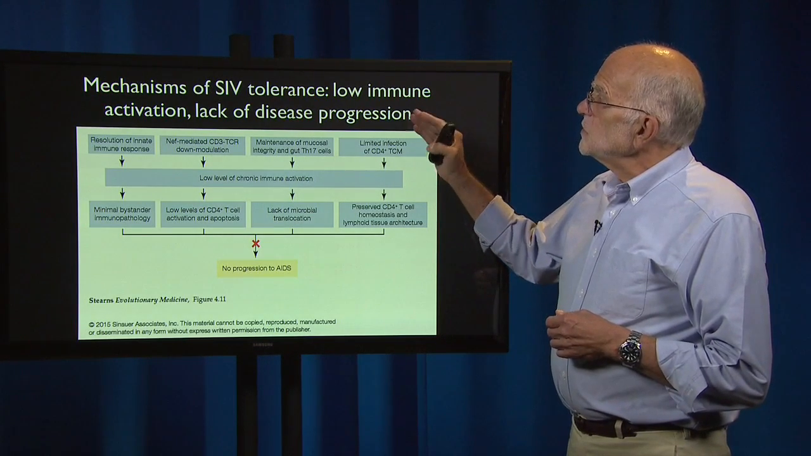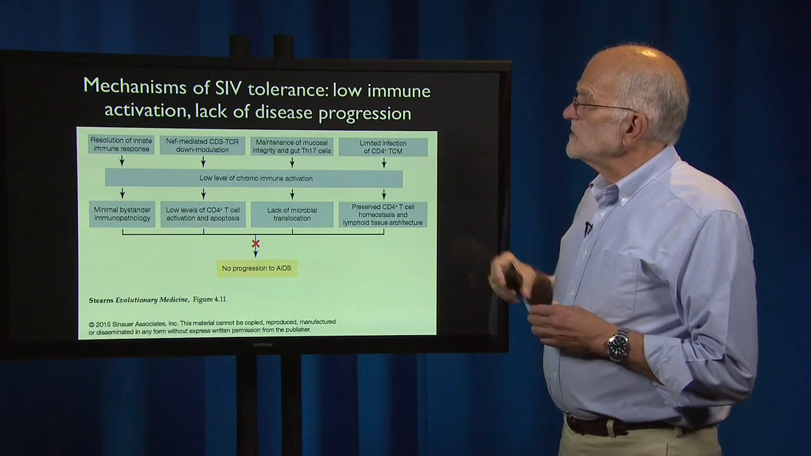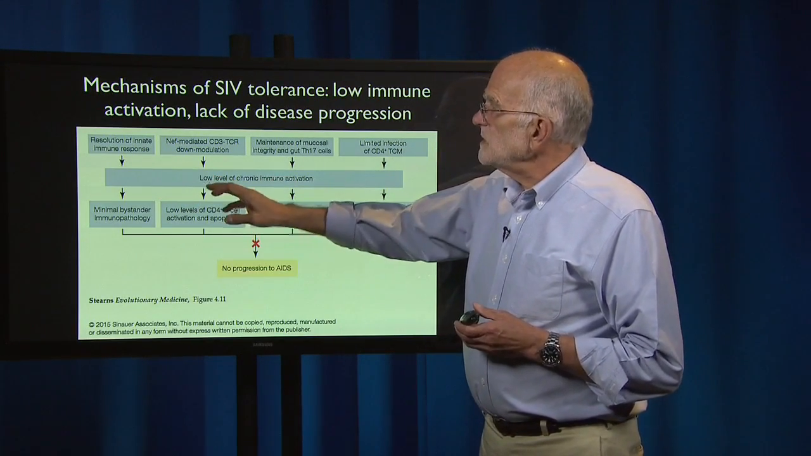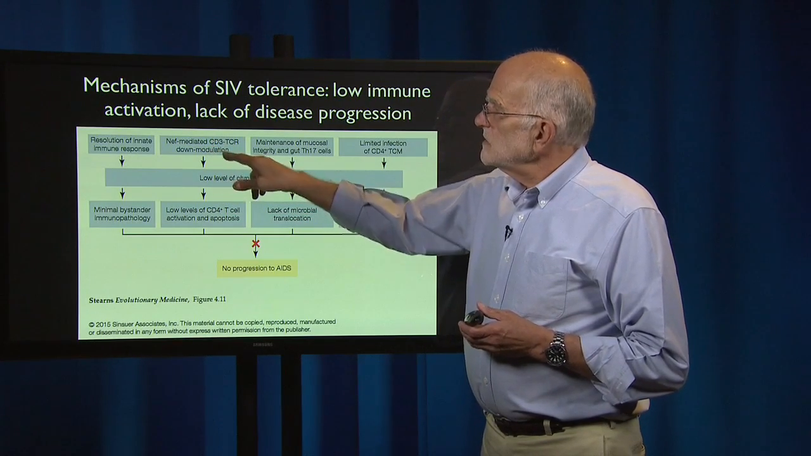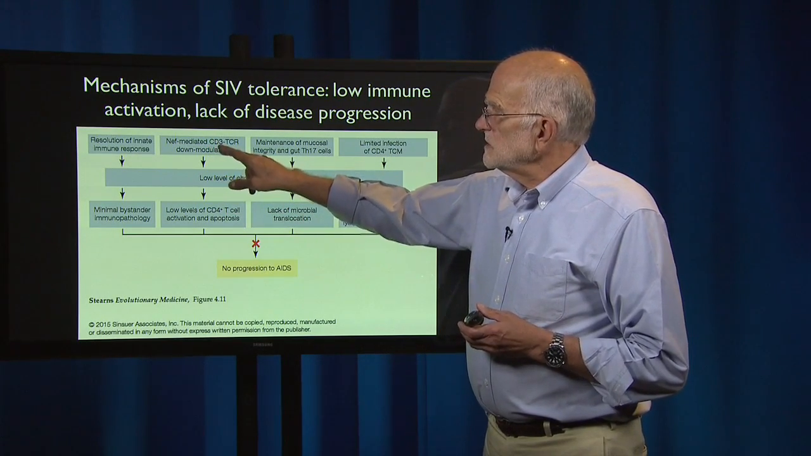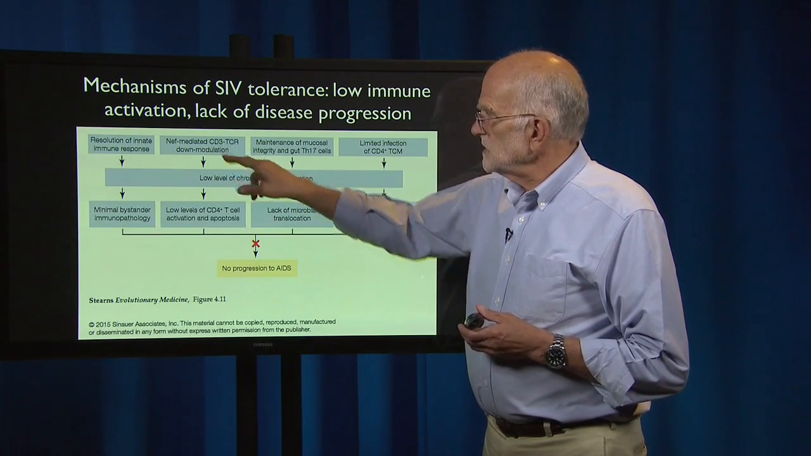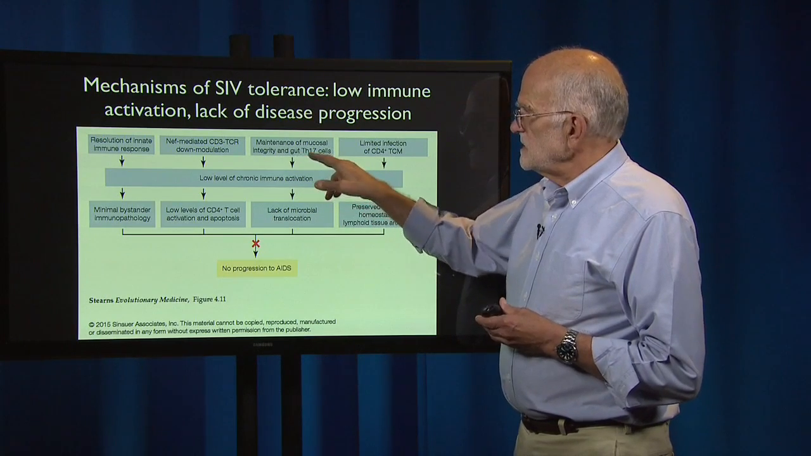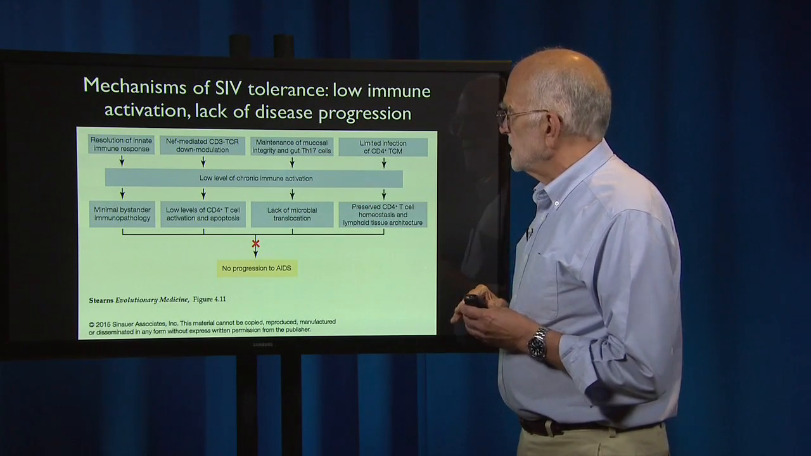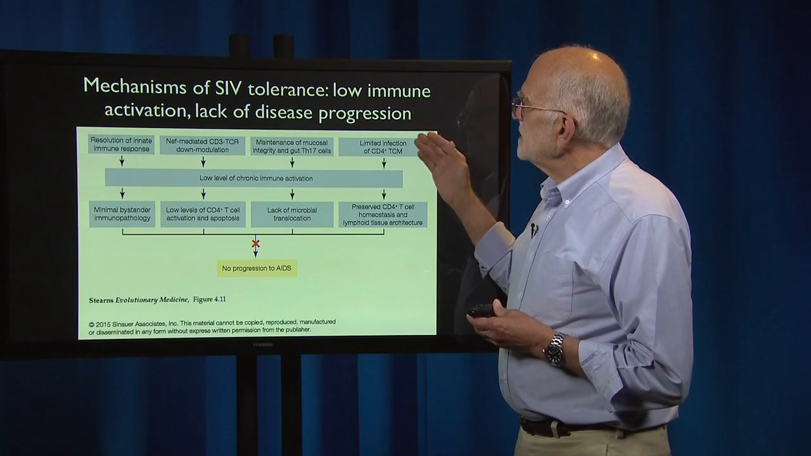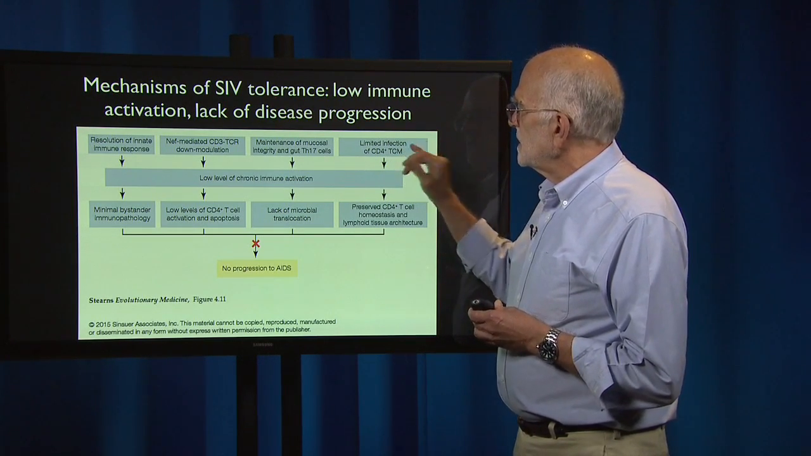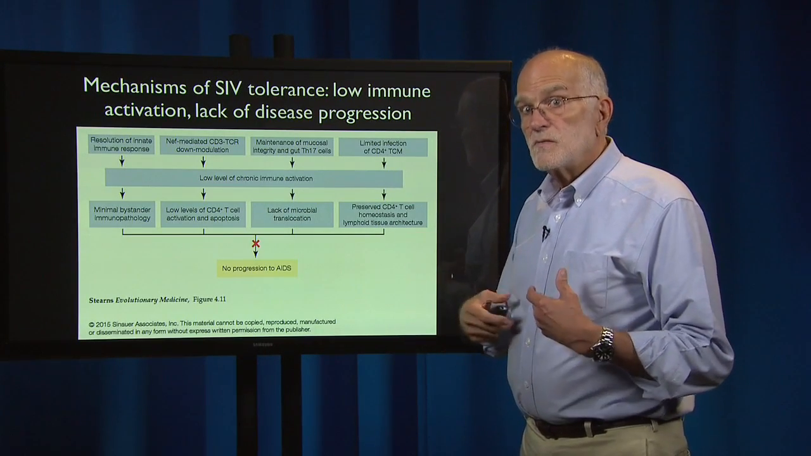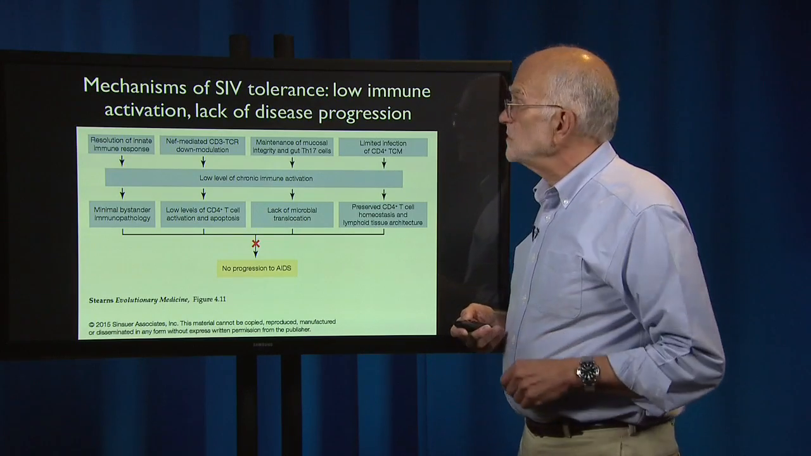These mechanisms include low immune activation and a lack of disease progression. So they resolve the innate immune response quickly. They down-modulate CD3 TCR, that is signaling. They maintain mucosal integrity and a certain population of T cells in the gut, and they have limited the infection of CD4 plus T cells, which are one of the targets in our immune system when HIV infects humans.